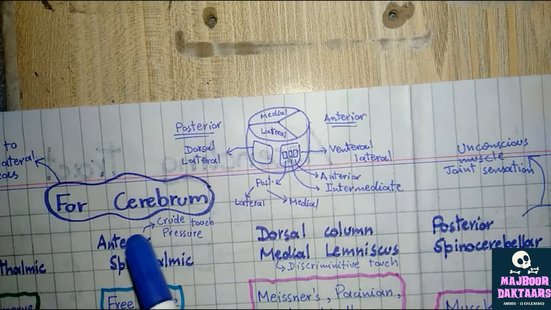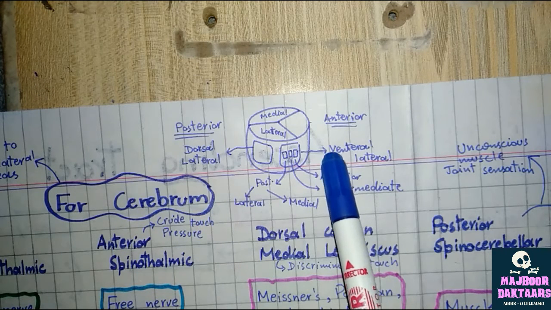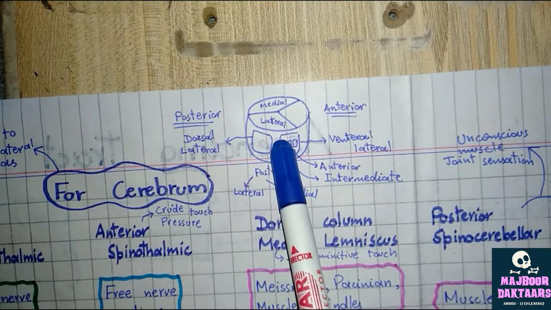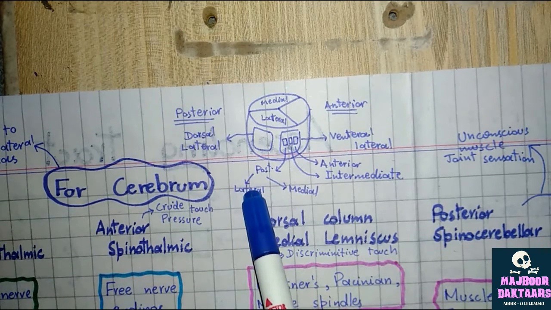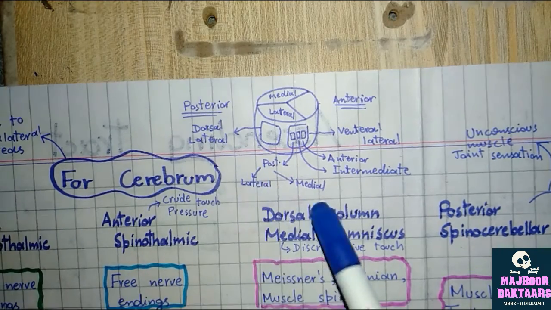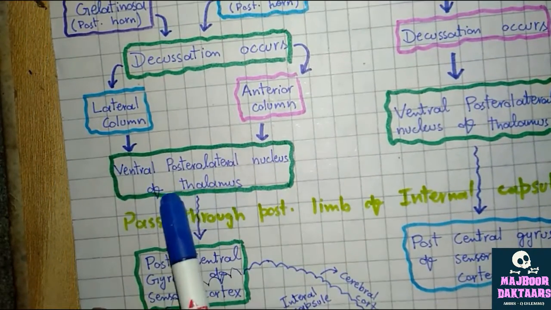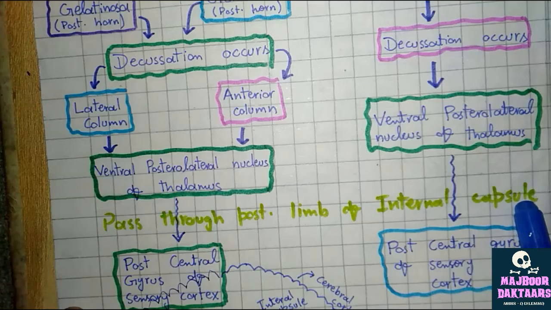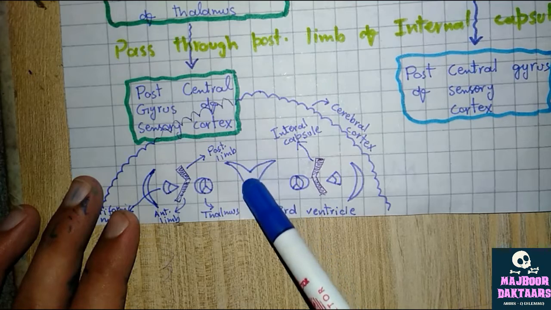So when we talk about the ventral posterolateral nucleus of the thalamus, we talk about the ventral nuclear part, which is the posterior nucleus, and the posterior nuclear part, which is the lateral part. So the ventral posterolateral nucleus of the thalamus contains the third order neuron. Now from there it passes through the posterior limb of the internal capsule. Now what is the internal capsule? Here is a simple explanation. This is the third ventricle.